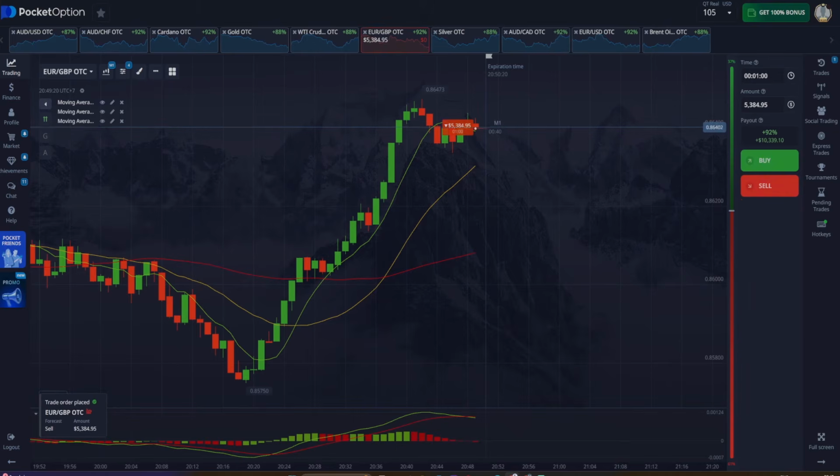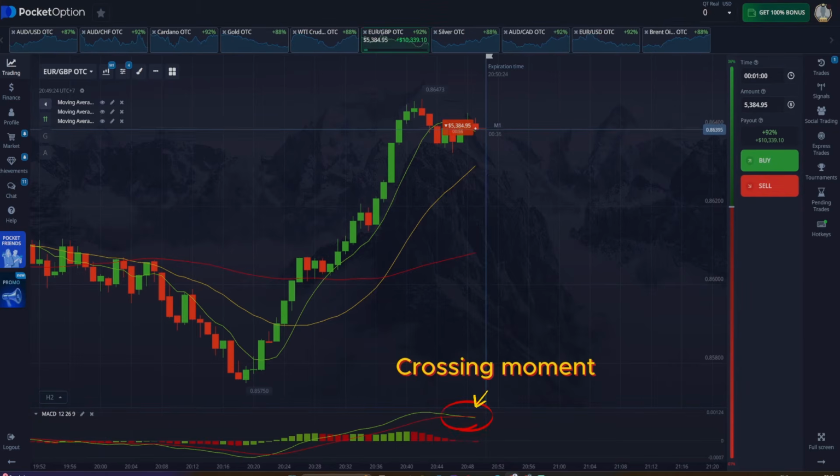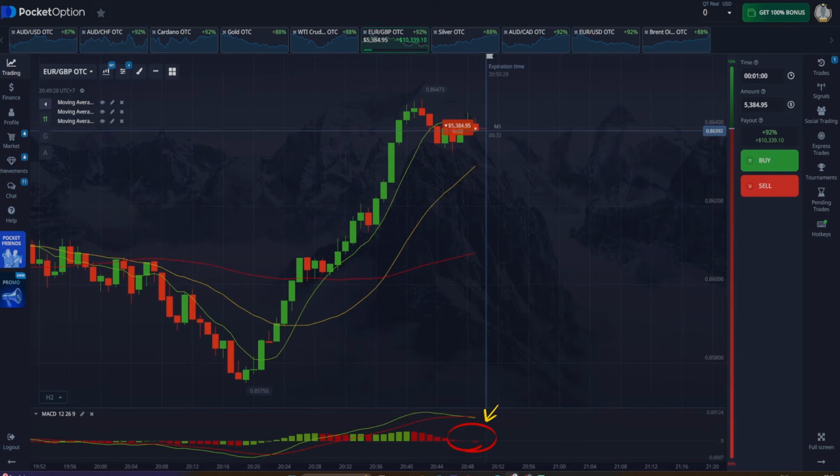Take a look at the MACD indicator. Here we've got a sell signal. The MACD line has crossed below the signal line and the histogram is turning red. This shows bearish momentum is building and sellers are in control. I'm entering a sell here. Let's see how the price plays out.